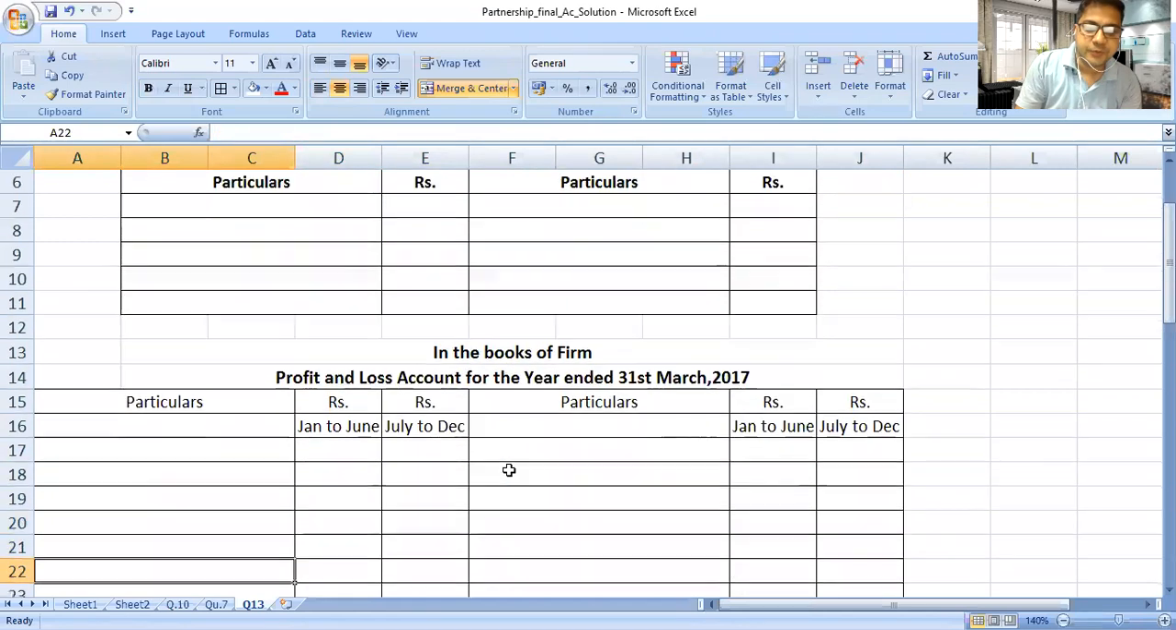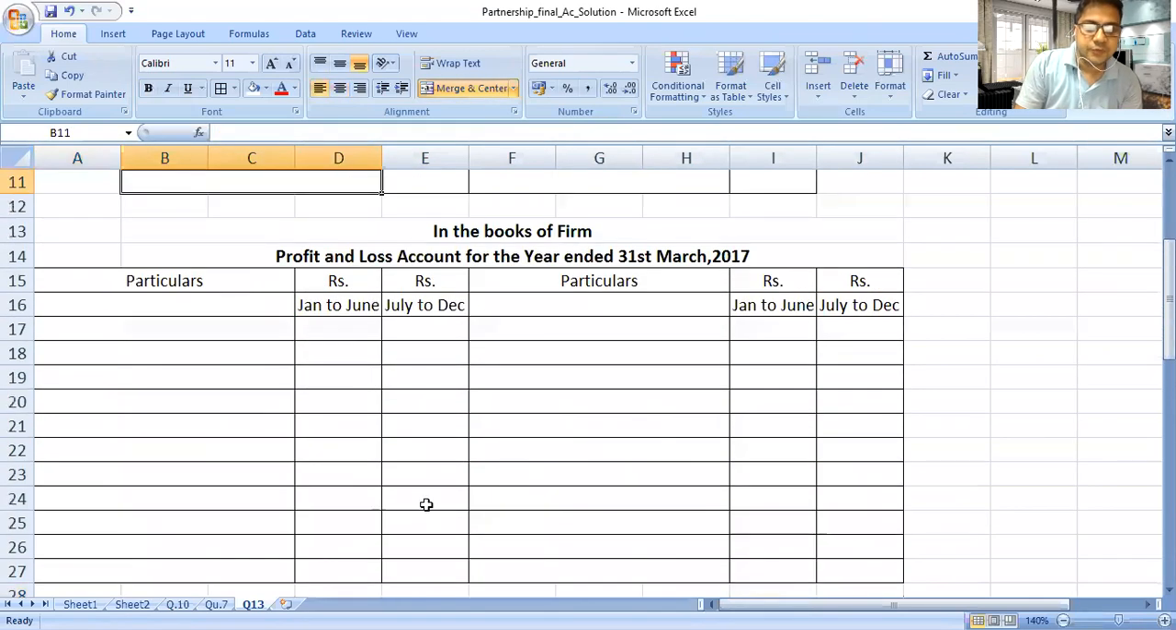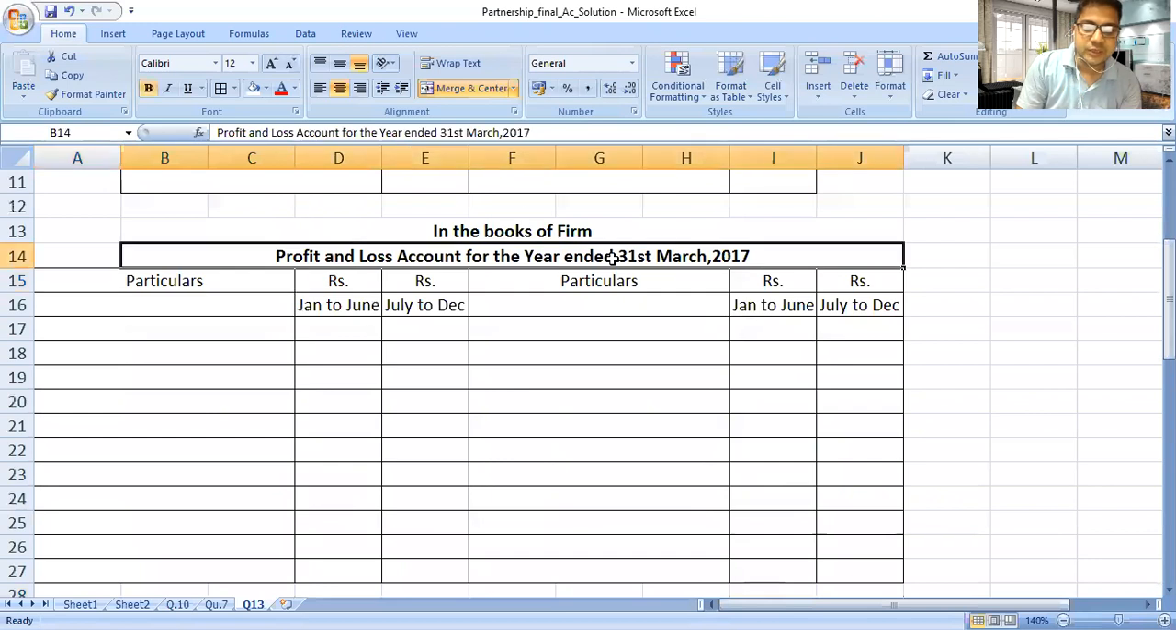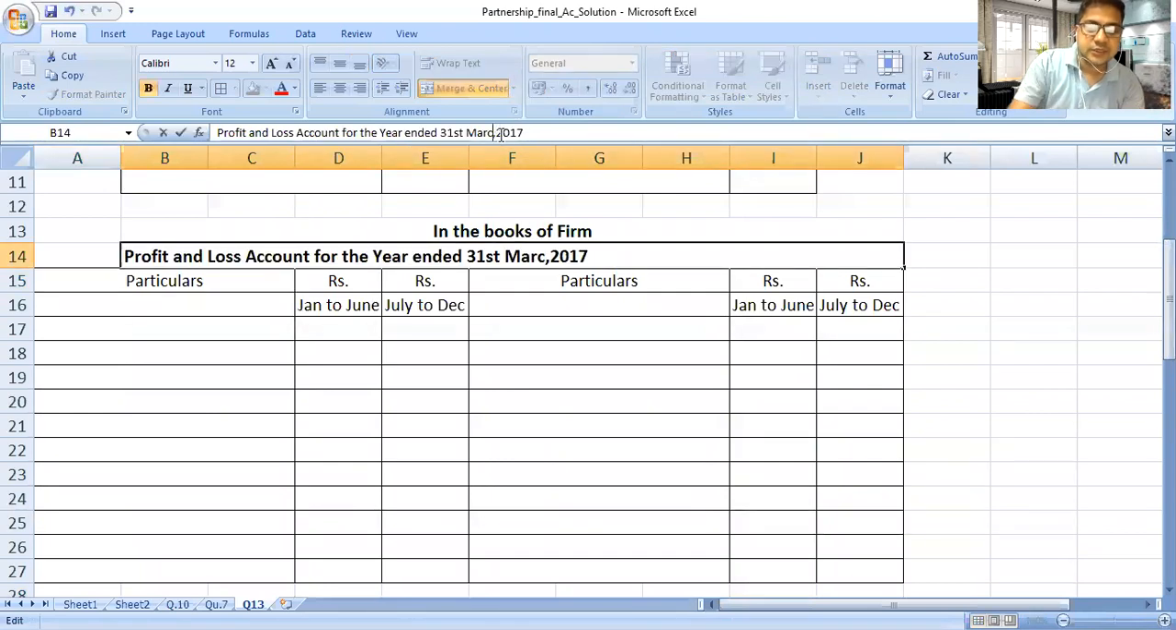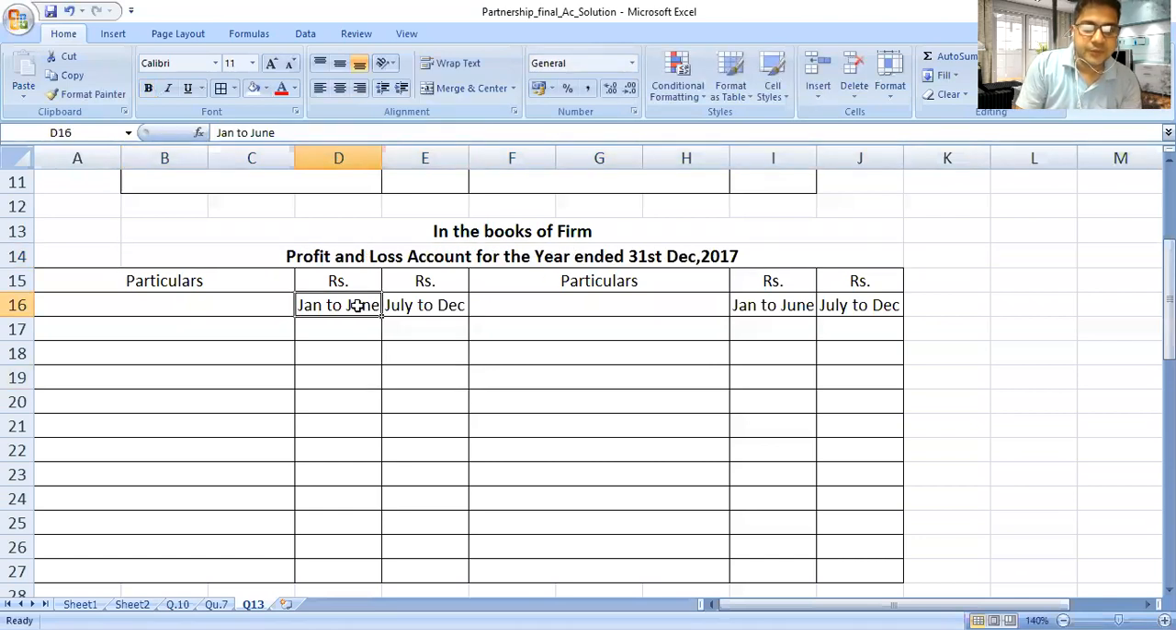It is very important to prepare. Here we divide this profit and loss account into debit side rupees and credit side rupees. The year end is also 31st December. Now friends, we divide it into two terms. January to June is the first term, which we can say is before admission, and July to December is after admission.